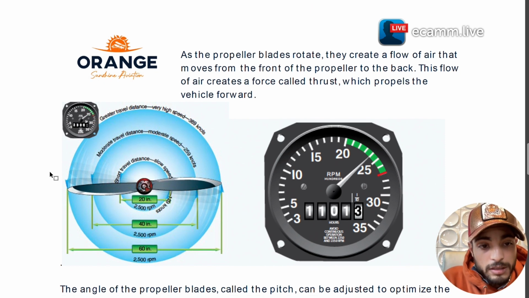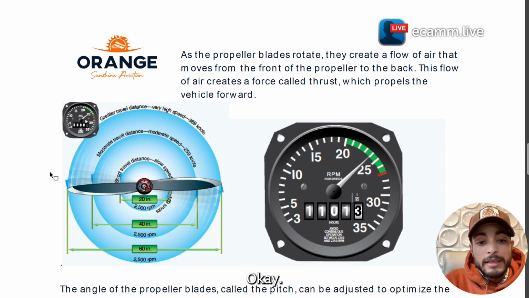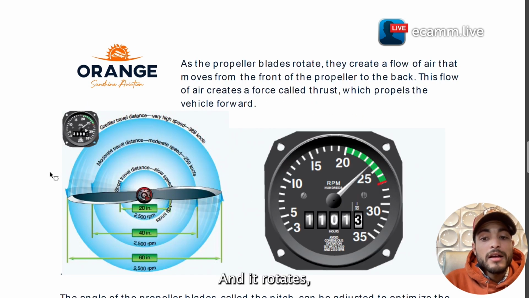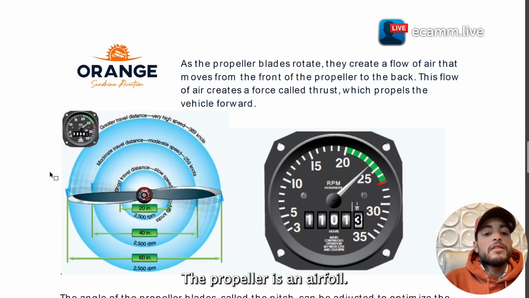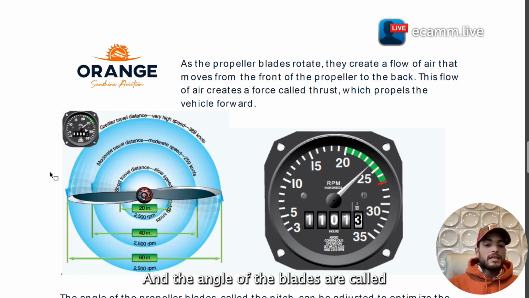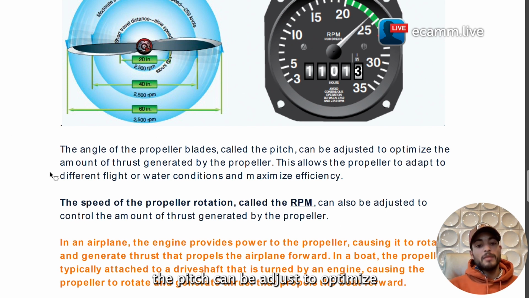Also inside the power plant, we have the propeller. Okay, the propeller is actually an airfoil, and it rotates, giving us the speed, how many rotations per minute. Okay, that's going to be shown on the tachometer. The propeller is an airfoil. It does create an angle of attack, and the angle of the blades is called the pitch. Can be adjusted to optimize the amount of thrust generated.